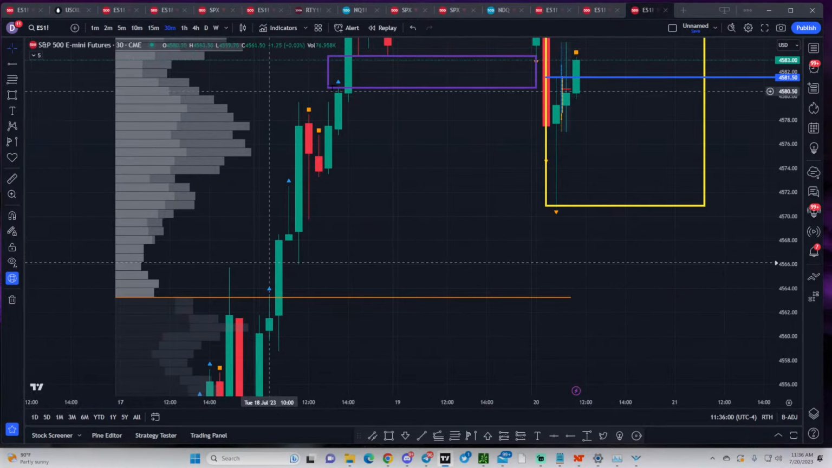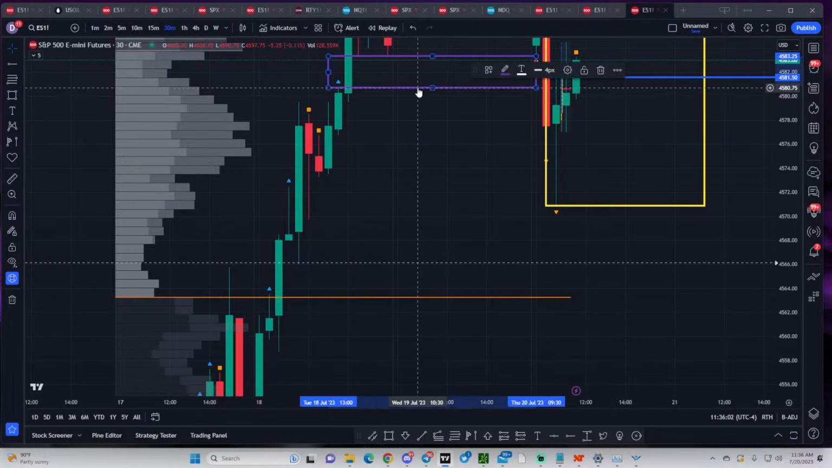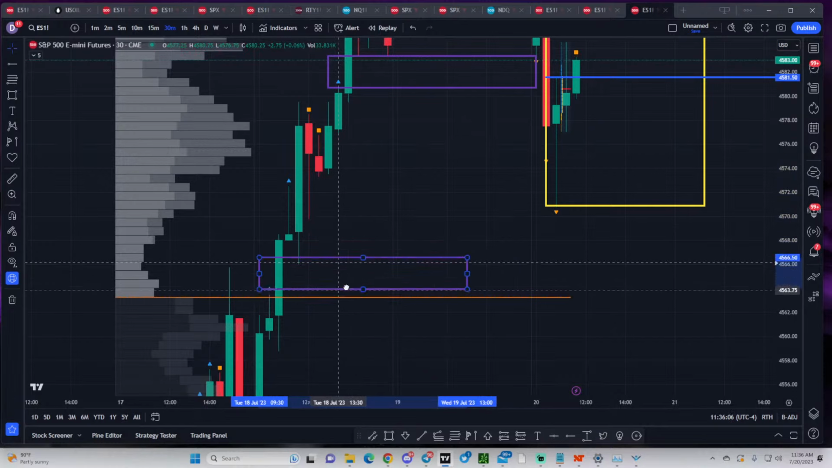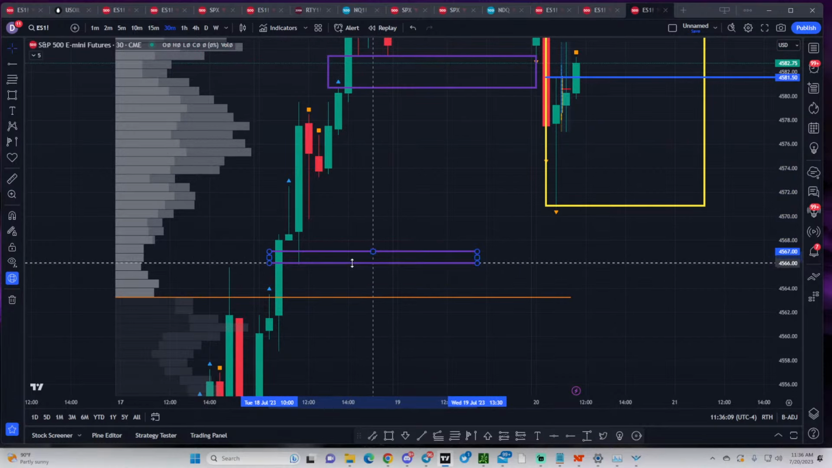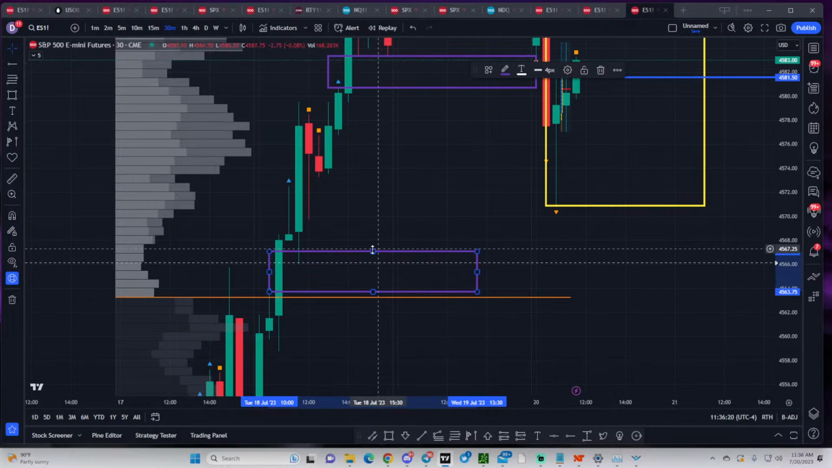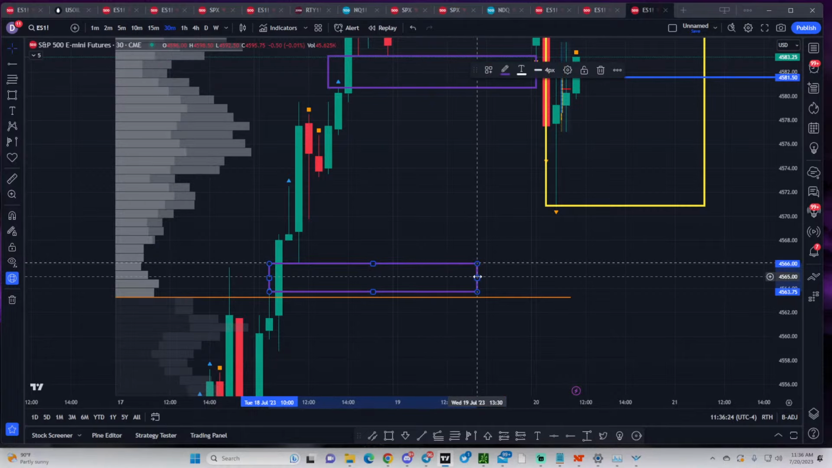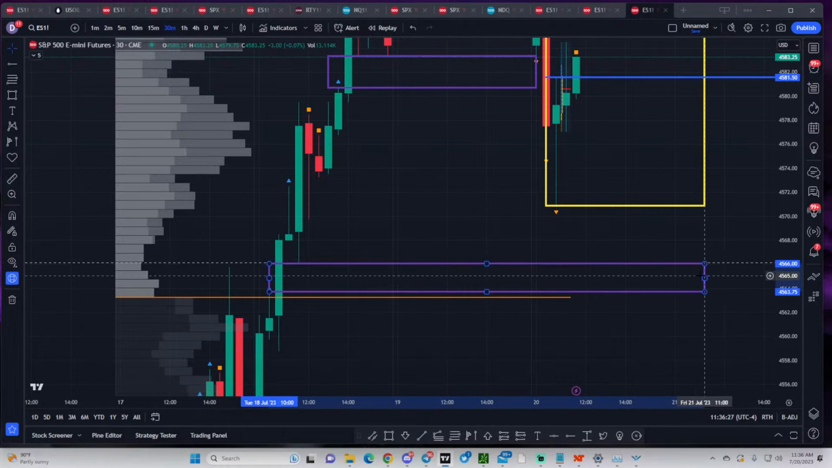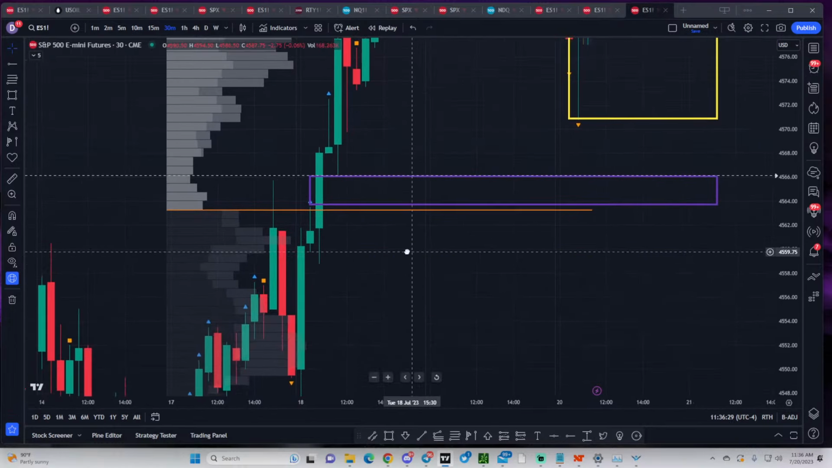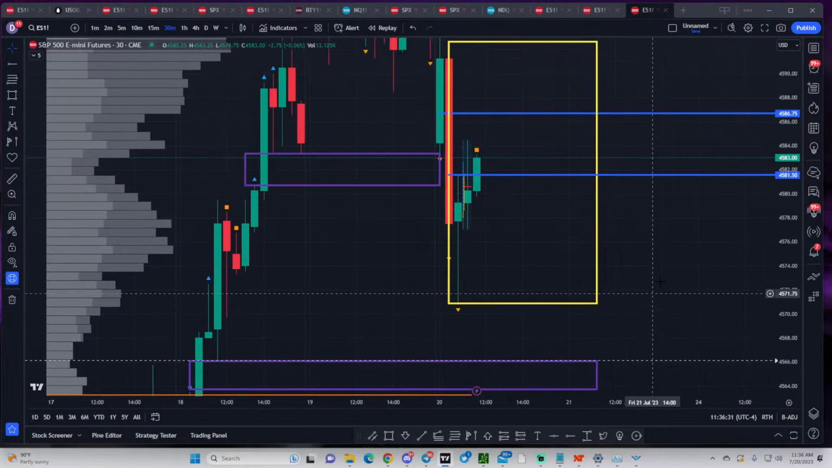Here's another fair value gap, right here. Actually, it isn't a fair value gap because this candle, yeah, it is a fair value gap right here. This is a fair value gap that has not been mitigated just yet, and so forth. So that's a fair value gap.